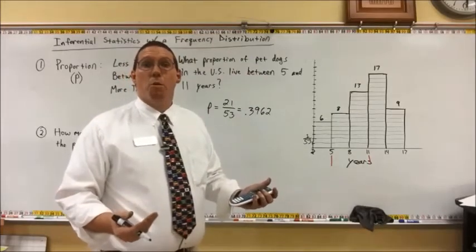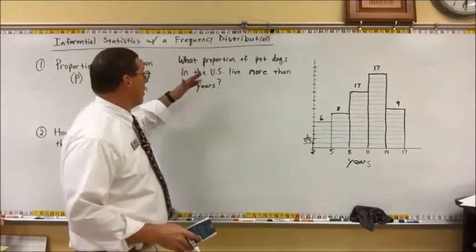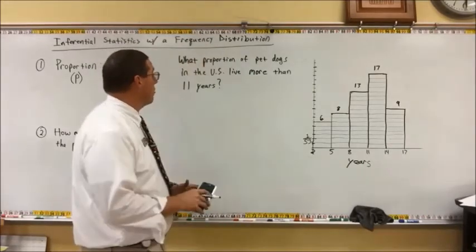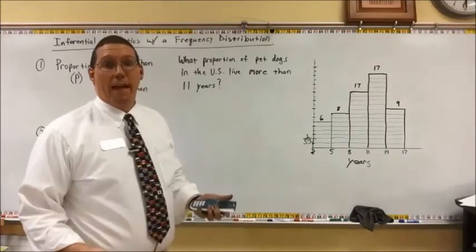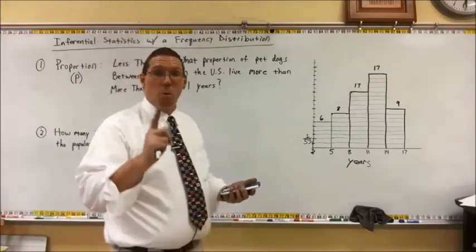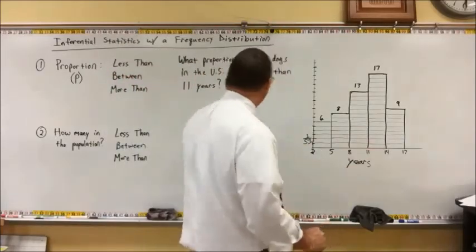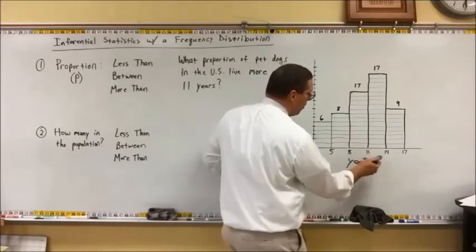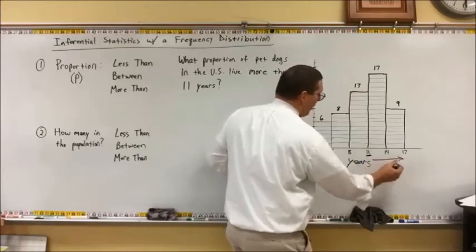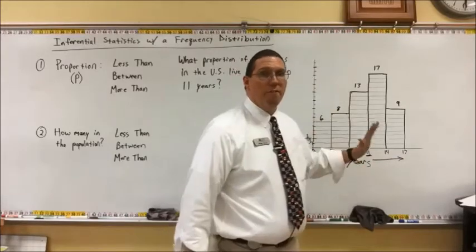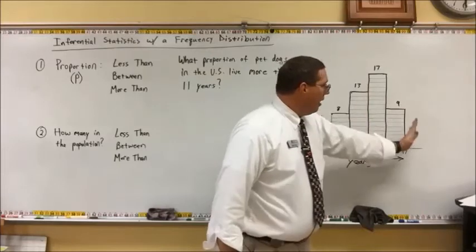Let's now do a more than question. Okay, now we're going to try to answer the question, what proportion of pet dogs in the U.S. live more than 11 years? So for a more than question, we only need to identify one line, but instead of going to the left of that line, we're going to go to the right of that line. So more than 11, so we're going to go to the 11 line right here, this line, and we're going to go more than 11. So we want all of the blocks that are on the right side of the 11, above the 11.